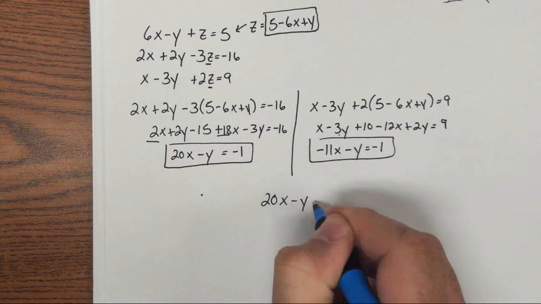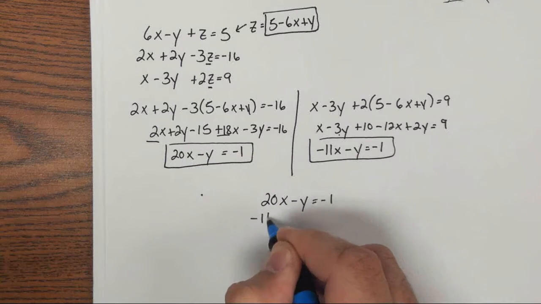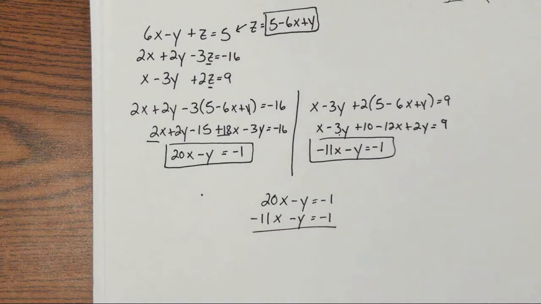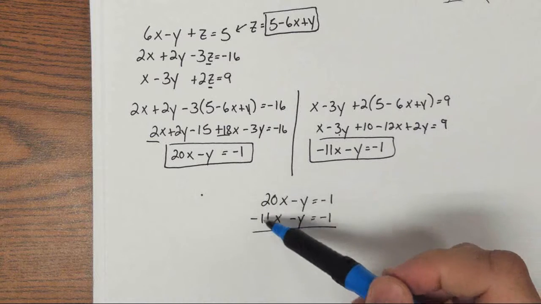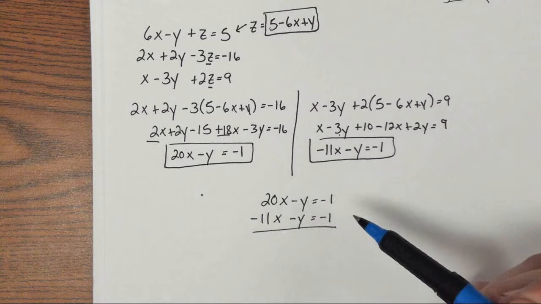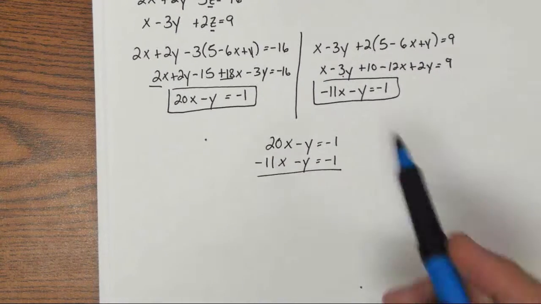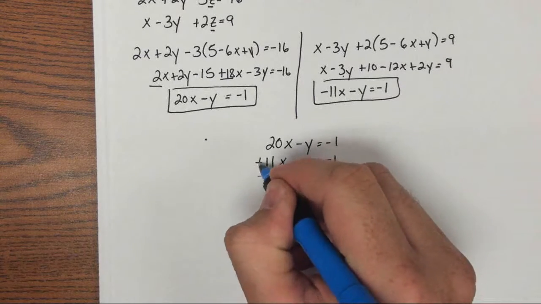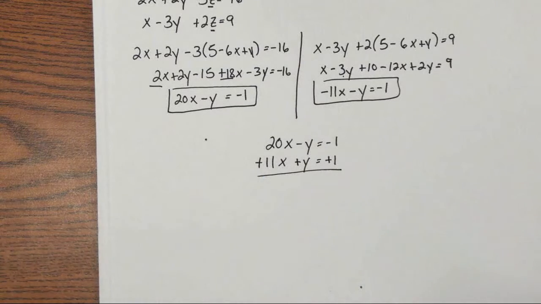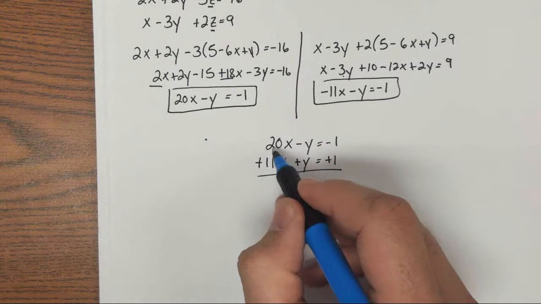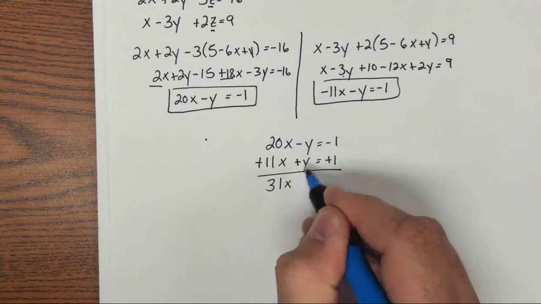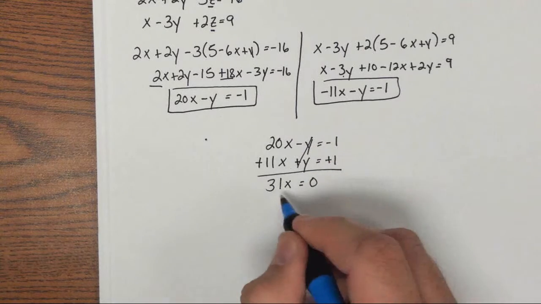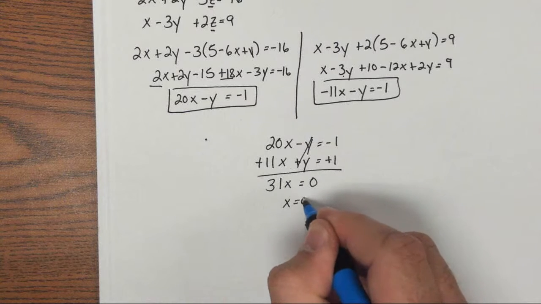20x minus y equals negative 1. Negative 11x minus y equals negative 1. When you're using elimination, in order to add these and get them to cancel, you need opposites. Notice you have a negative y and a negative y. So I'm going to multiply everything in the second equation by negative 1, and that's going to be easy. That's just going to change the signs. That gives me a total of 31x. Negative y and positive y cancel, equals negative 1 and 1 is 0. When you divide by 31, you get x is 0.